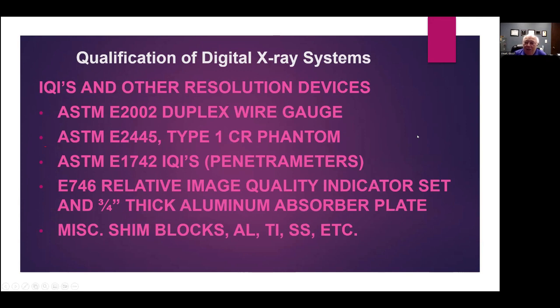Now, it's one thing to shoot an image, but now you have to qualify it. Again, there are IQIs that we use in production. We use the duplex wire gauge, the ASTM 2002. We use the Phantom for qualification for your long-term stability. We use regular standard IQIs. We use the EPS plates in the 746 document. And then, of course, you've got shim blocks and different materials that you might be testing.